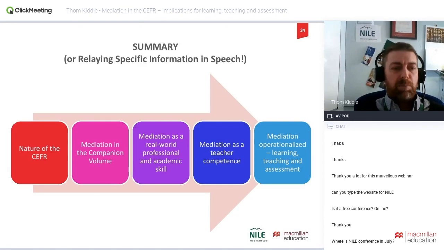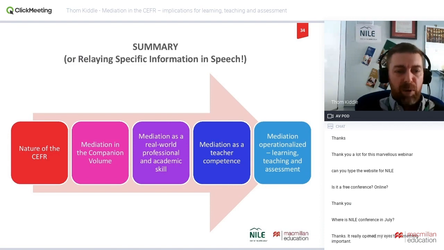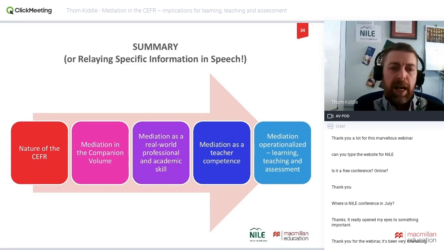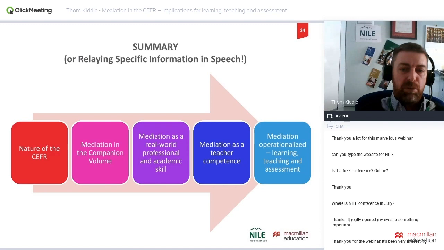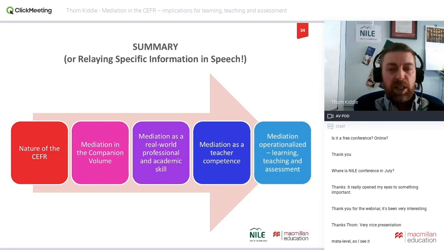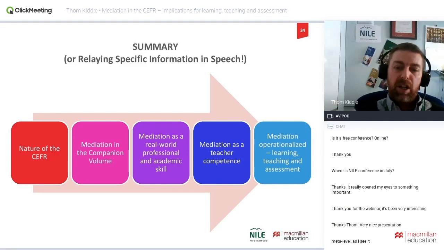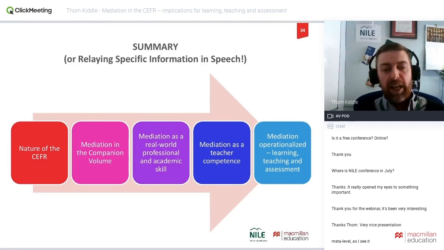What we've tried to look at, and here I'm using the mediation scale of relaying specific information in speech, is to look at the nature of the CEFR, how it's progressed, how it's misinterpreted, how I believe it's fundamentally organized and arranged, how we've looked at mediation as a scale that's been developed in the companion volume, how I've tried to prove to you that mediation is a really important real-world professional and academic skill, and I've tried to illustrate that by saying what great mediators teachers have to be in the classroom, because it's teachers who have these competences as part of their professional setup, and how we can share these competences, particularly the mediation competences, when we operationalize the scales for a learning situation, for teaching opportunities, and for ways of measuring that competence in appropriate ways.